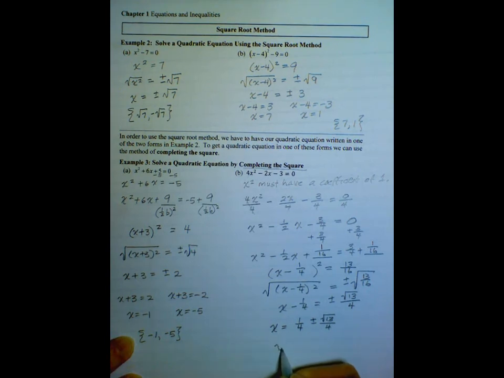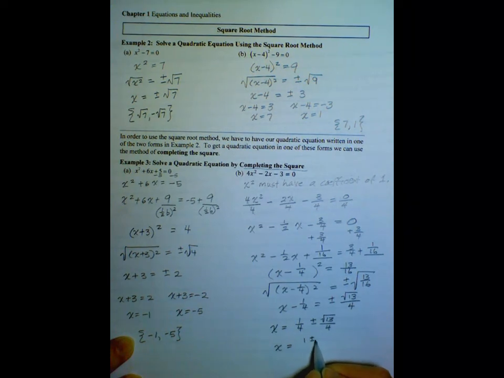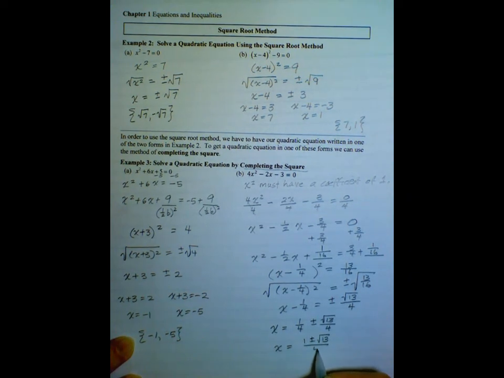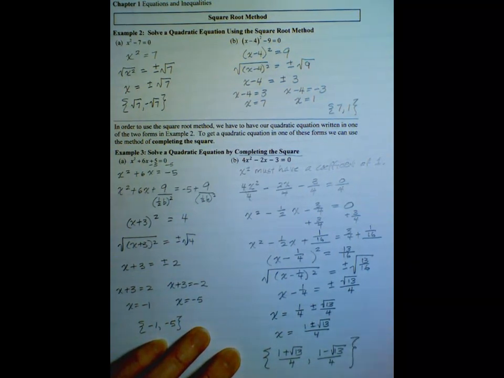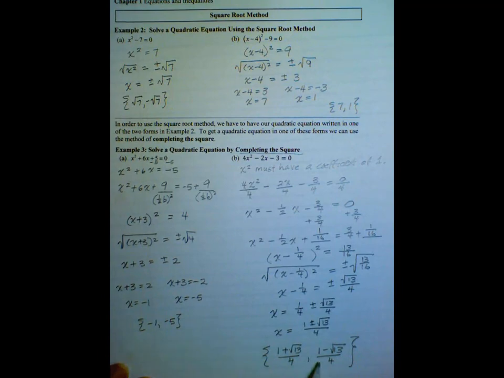So what I'll do is just combine them all over this common denominator. I have 1 plus or minus the square root of 13 over 4. I can put that in the brackets, or I can put 1 plus the square root of 13 over 4, comma, 1 minus the square root of 13 over 4. Two solutions. Not as pretty. This one we could not have factored. We didn't get integers.